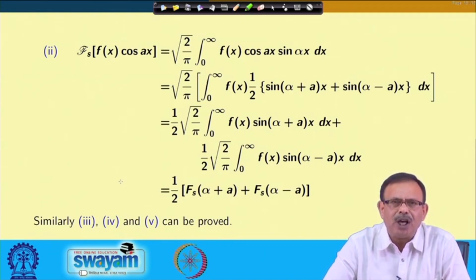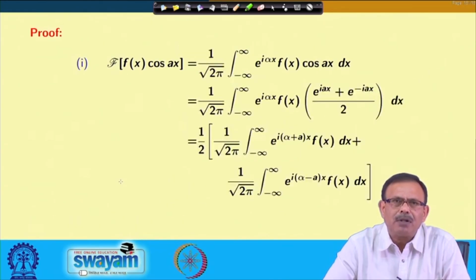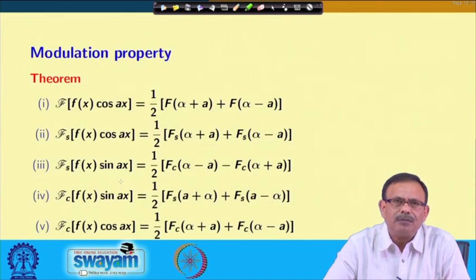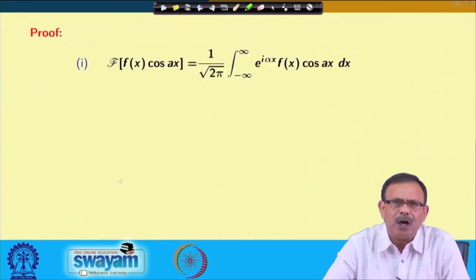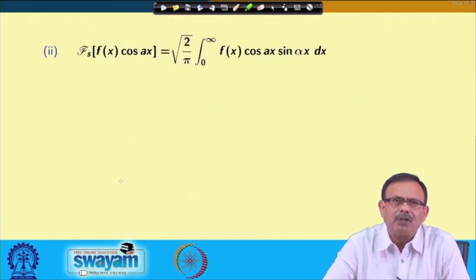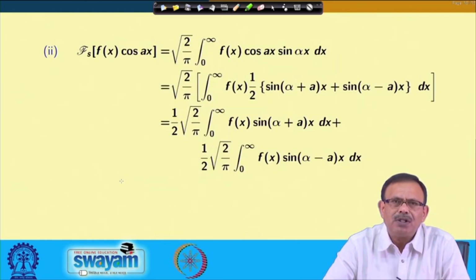So once I have proved this, if you see our 3, 4, 5, 3 was the Fourier sine transform of f x sin ax, half into Fourier cosine transform of alpha minus a minus Fourier cosine transform of alpha plus a. These 3, 4 and 5, proceeding in the same fashion, you can prove on your own. You can do it and check whether it is correct or not. The procedure will remain the same as we have shown for these two cases.